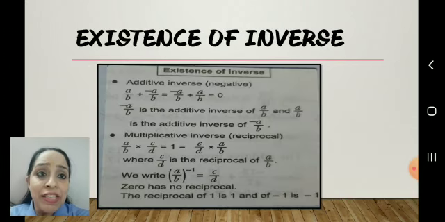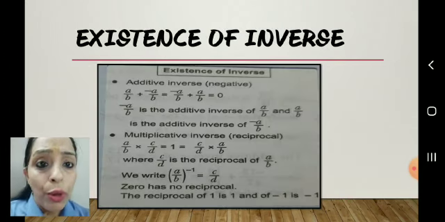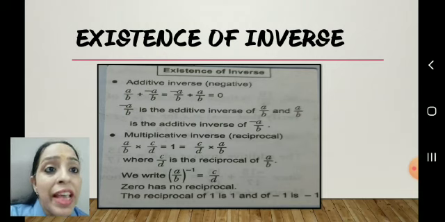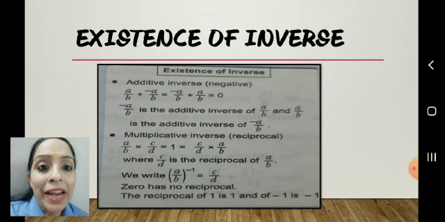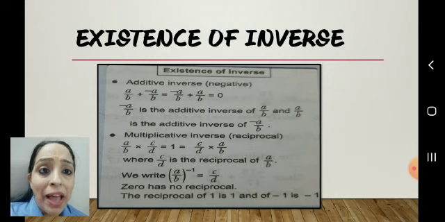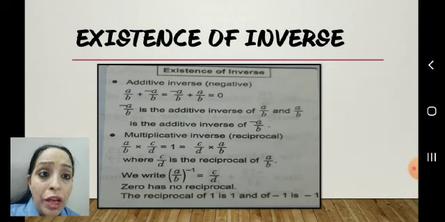Yes, existence of inverse. What I have told you: additive inverse and multiplicative inverse. In additive inverse, addition will become subtraction and subtraction will become addition, vice versa. You can see minus a upon b is the additive inverse of a upon b, and a upon b is the additive inverse of minus a upon b. So when I am adding both of them, a upon b plus minus a upon b, that is equal to 0. And when I am adding minus a upon b plus a upon b, that is also equal to 0. So that's why it is the additive inverse.